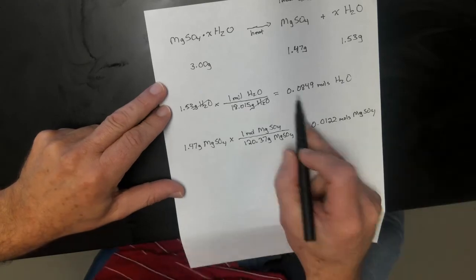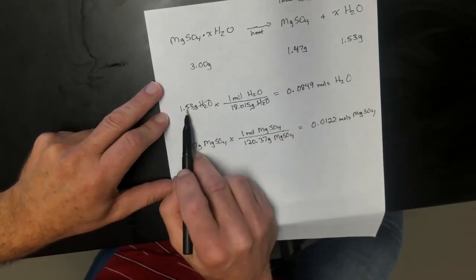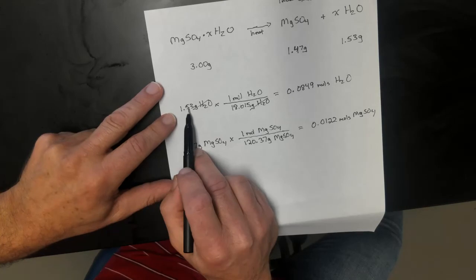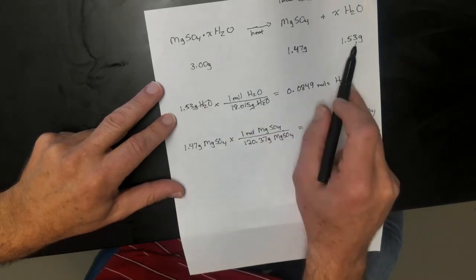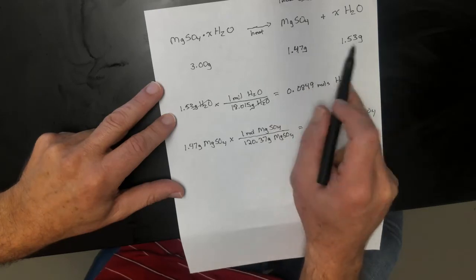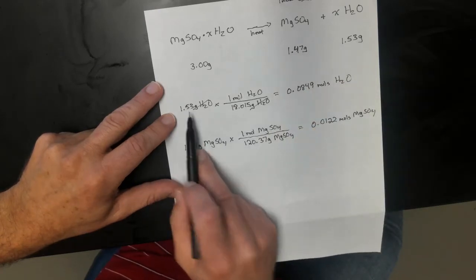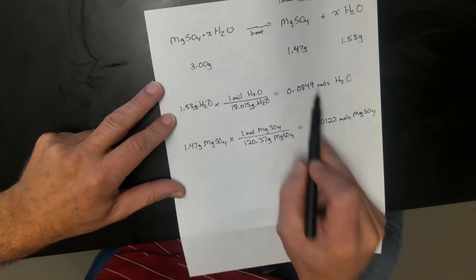Okay. Now, that's significant figures here. I'm limited to 3 because my mass over here is limited to 3, because I started here with just 3. Doing the subtraction, I can only have 2 decimal places over here, which gives me 3 significant figures. Limited to 3 significant figures here, so I'm limited to 3 significant figures over here, my calculation.